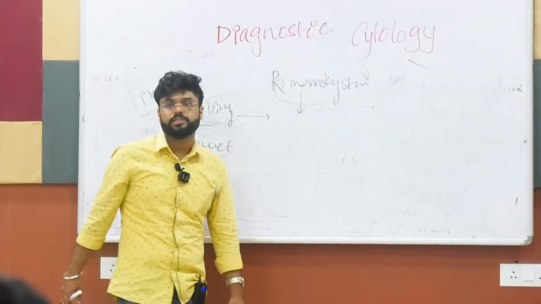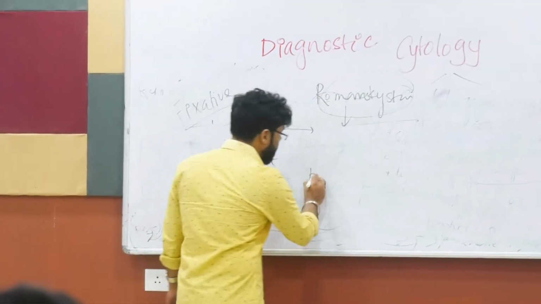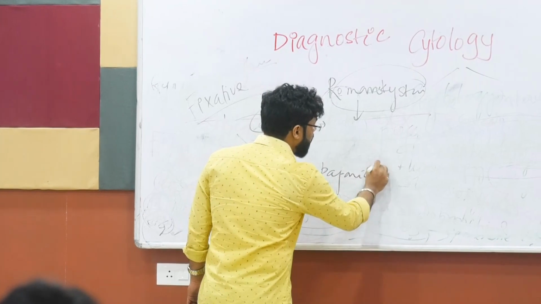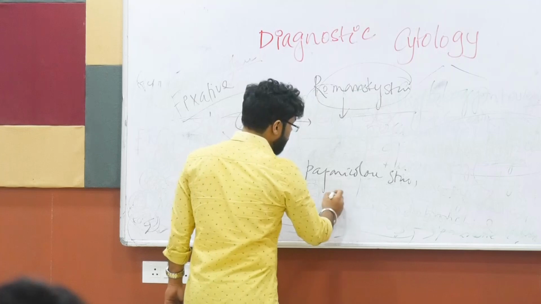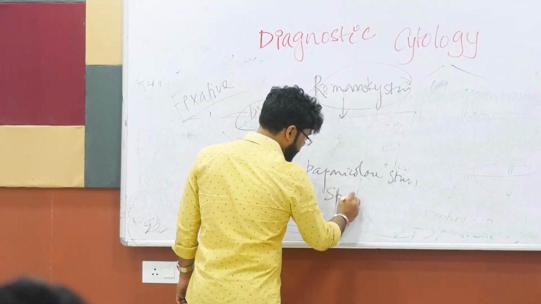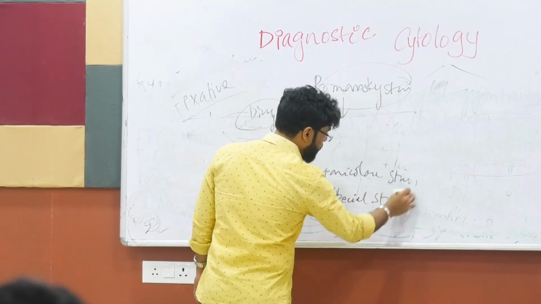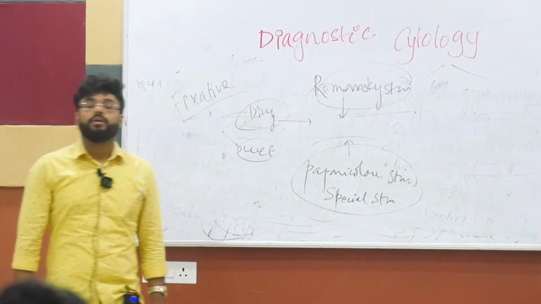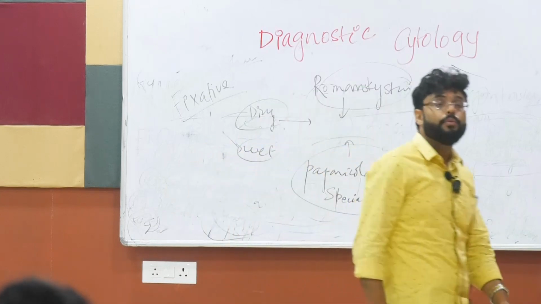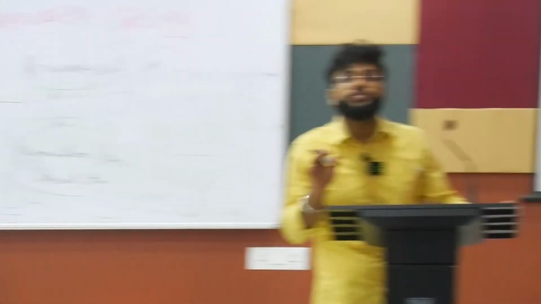But when we do other than Romanowski stain, most commonly the pathology stain or some special stain, we do wet fixation. ওয়েট ফিক্সেশন কিসে? ওয়েট মানে কি? These fixatives are basically liquid chemicals. Most commonly 95% ethanol.